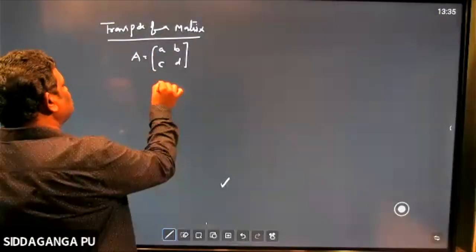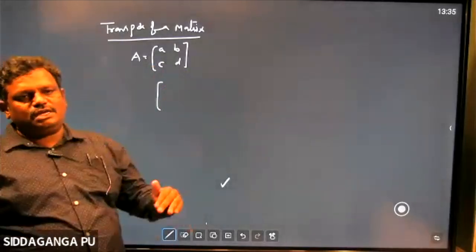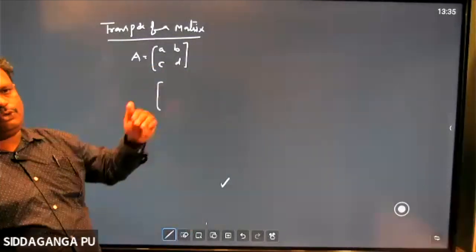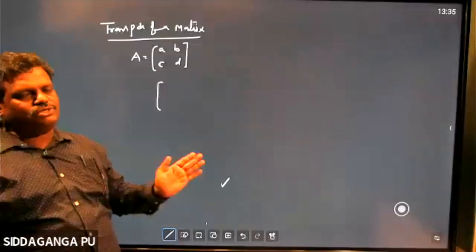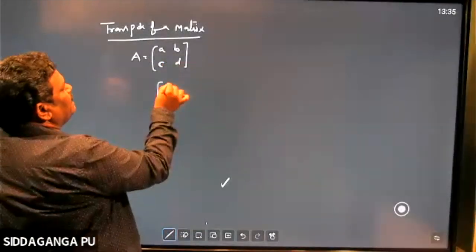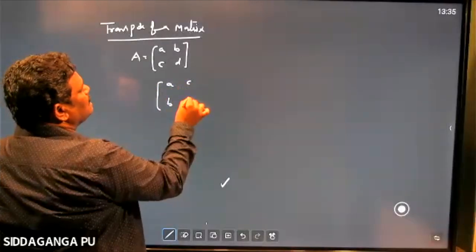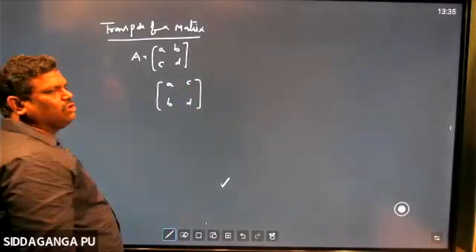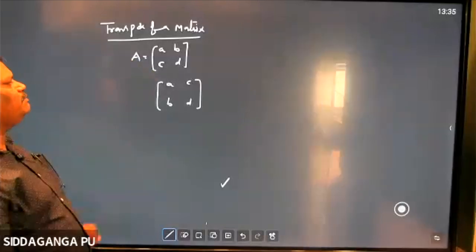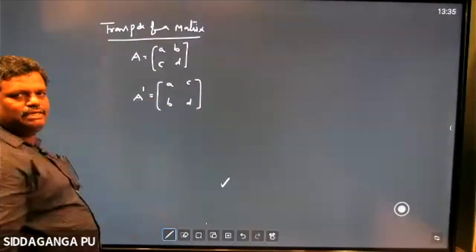Rows, as I already told you yesterday, are horizontal lines, counted from top to bottom. Columns are vertical lines, counted from left to right. So now we change this row into a column: A, B, and then C, D. This is the resulting matrix of the given matrix, and it is called the transpose of the given matrix.